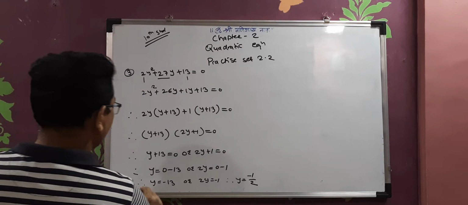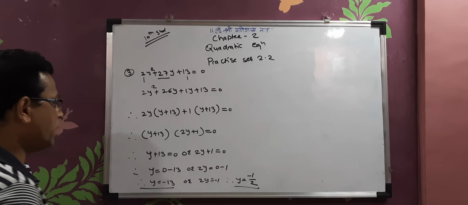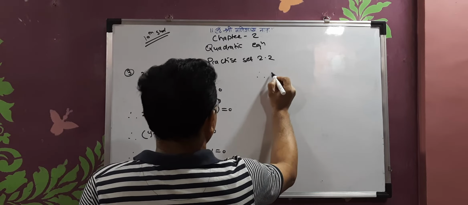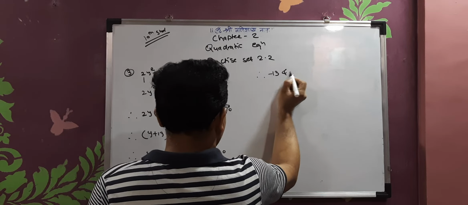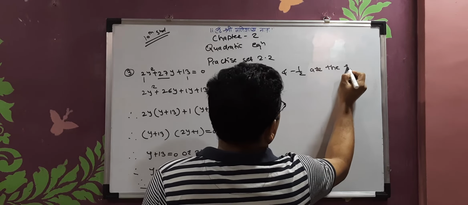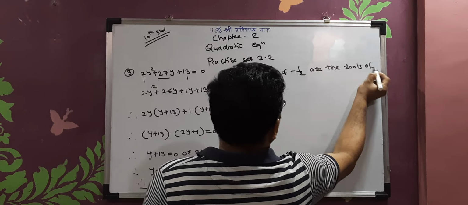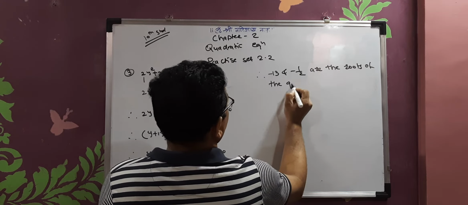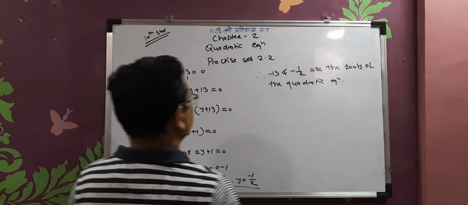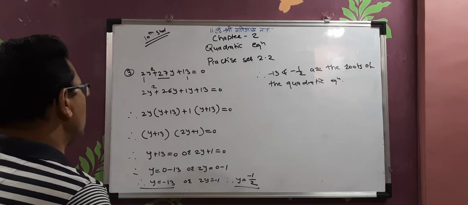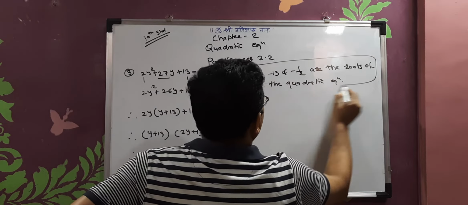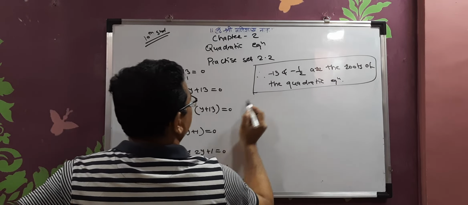So you got two roots, that is y is equal to minus 13 and y is equal to minus 1 by 2. So minus 13 and minus 1 by 2 are the roots of the quadratic equation. Now we will see whether both these values are satisfying this equation or not. So what we will do, we will put these values in this equation to see whether they are satisfying the equation or not.